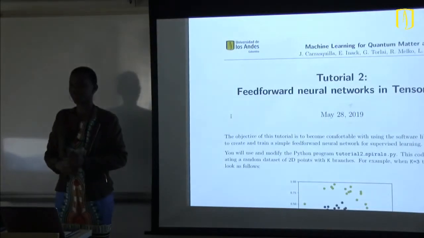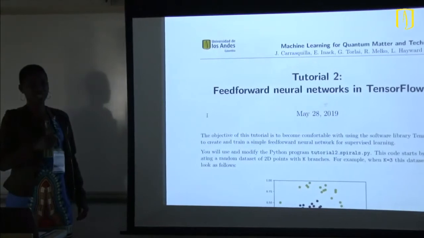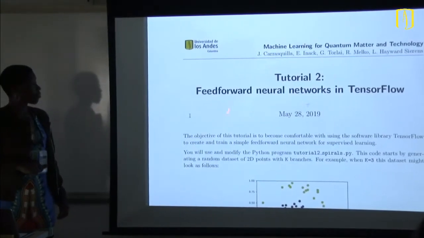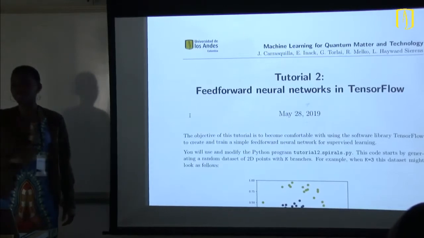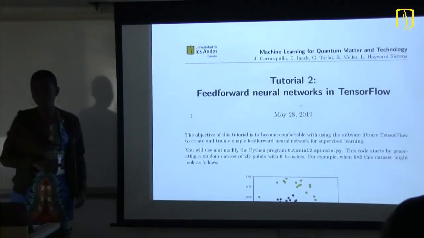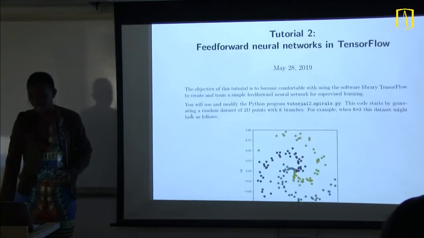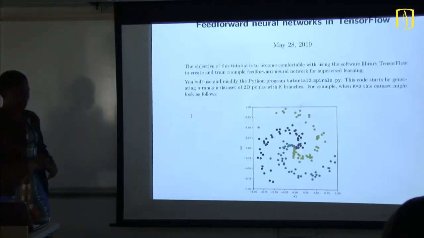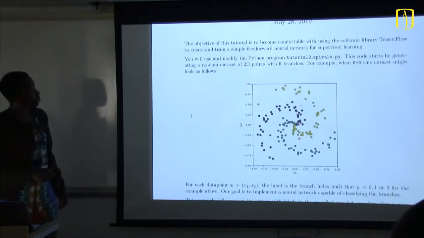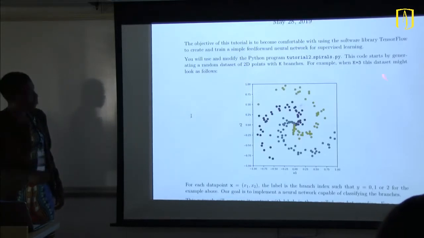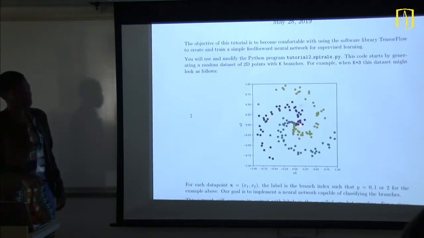Alright, tutorial 2. You can find it on the GitHub page. Feed-forward networks in TensorFlow, which is basically what Ron was teaching this morning. The idea is that we want to have a data set like this. You have these 2D points with k branches. What I call a branch is, you see you have 3 sets of colors, and this defines one branch, another branch, and this is another branch.